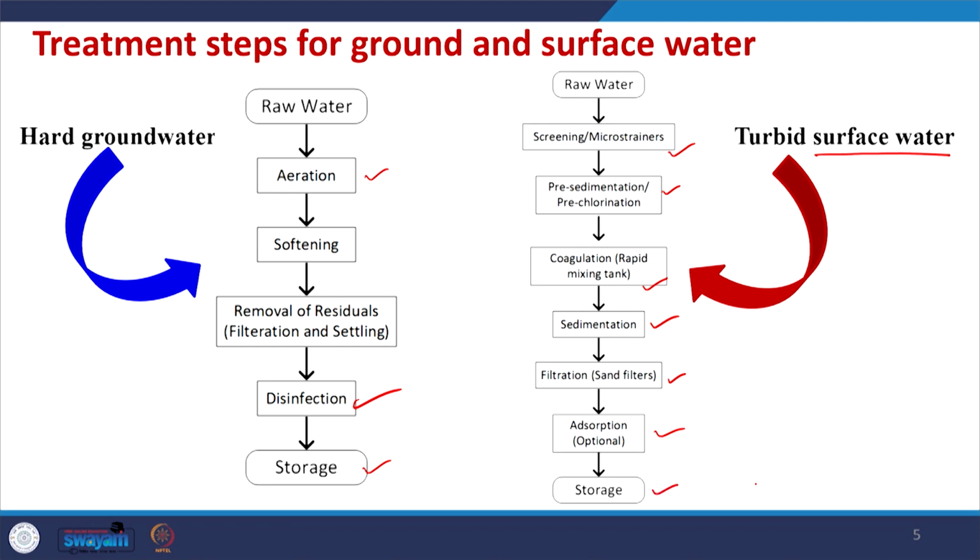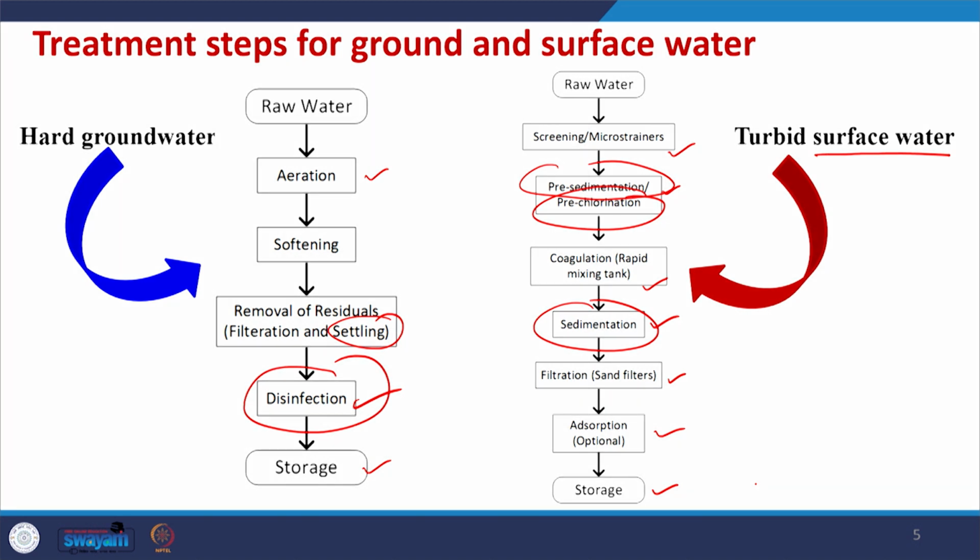So, we can see there are some common steps like disinfection here and some amount of pre-chlorination here. Then we have sedimentation which is there in every place. So, we have settling here and we have sedimentation here, and pre-sedimentation here. So, the steps may be there, but their presence may be different. Similarly, for wastewater which is generated from industry, the steps may be entirely different.